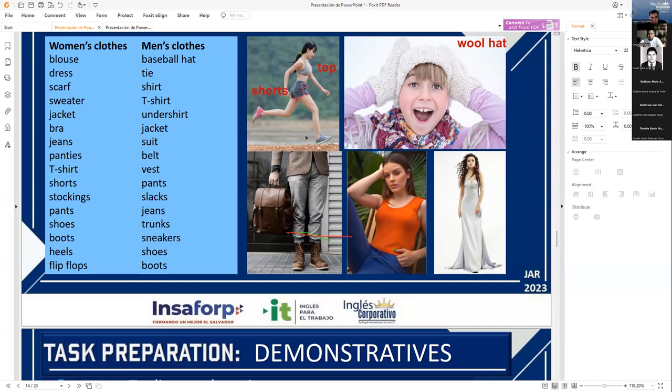Shorts. Top. Sneakers. Or trainers. Trainers. Or sneakers, right? You say sneakers too. Okay. And these are, what are these? Mittens, right?